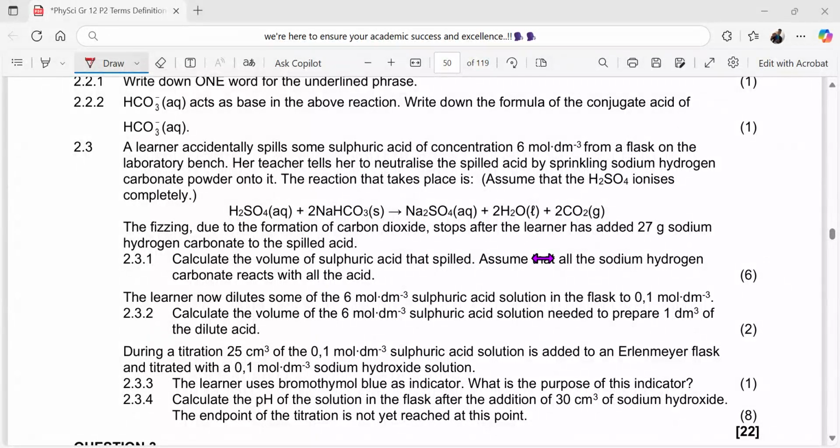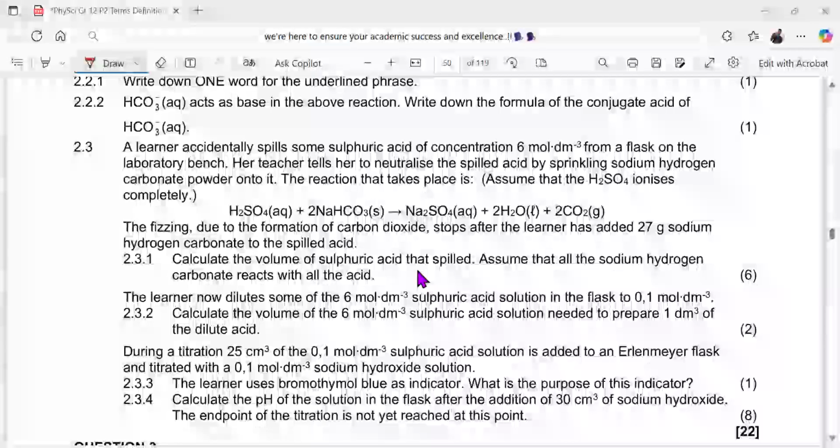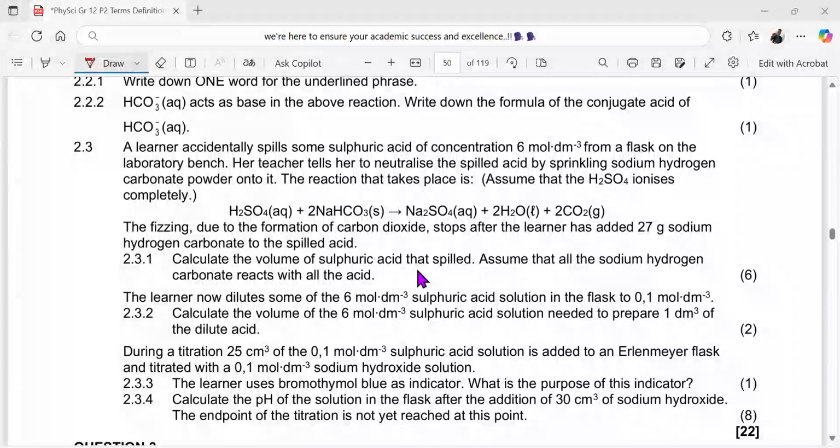So no one knows the purpose of an indicator. It is to indicate the end point of a titration, because we know that the moment you see a change in color, you must stop titrating. So yes, it indicates the end point of the titration.